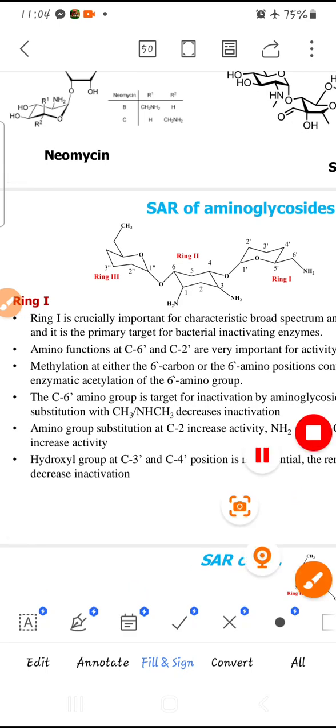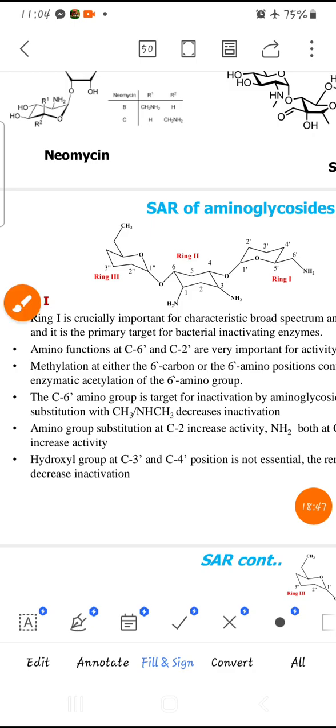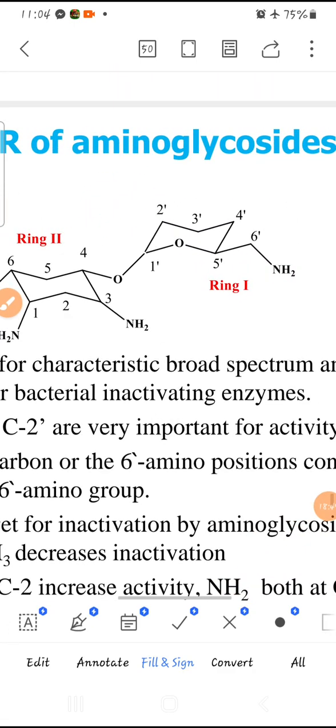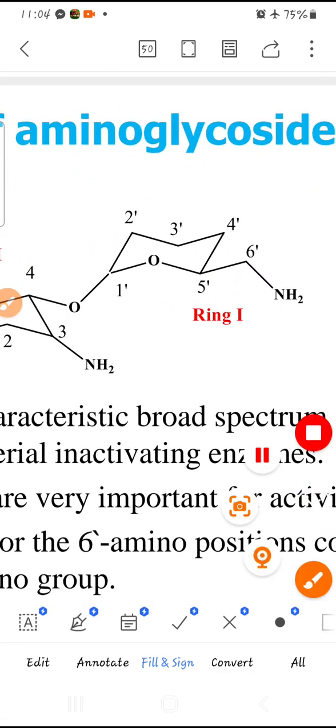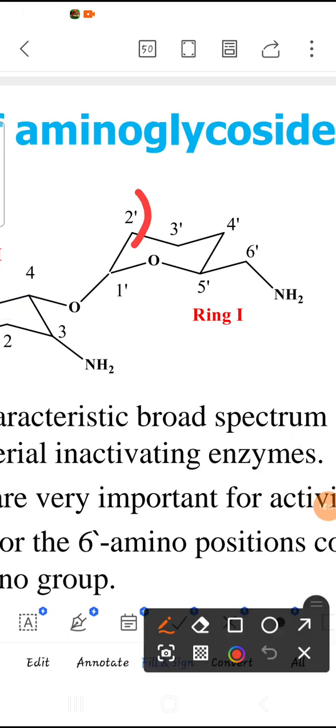Amino substitution here at C2 and C6 is very important, both substitutions. Here is a general structure of aminoglycosides. Let's start from ring 1. This is ring 1. Substitution here at the 2 position and the 6 position is very important, mainly the amino group that will increase potency for many of the aminoglycosides.